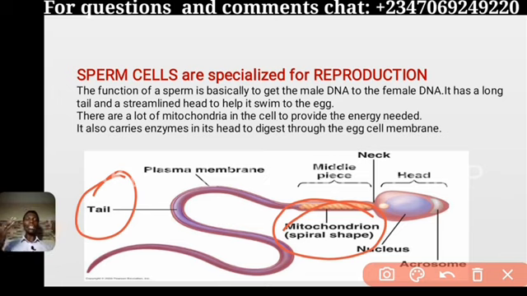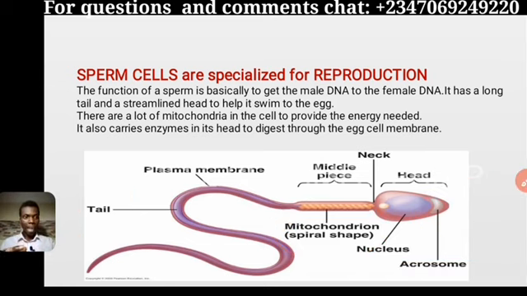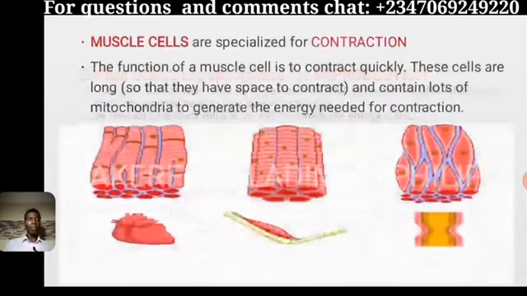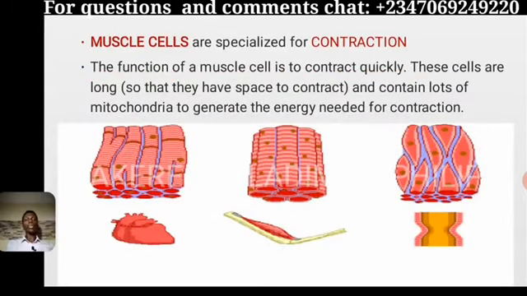Then when it gets to the egg, the egg won't just allow the sperm to enter. It has to break the membrane. How does it do that? By this structure called the acrosome. This one here, that's the acrosome. It will digest the membrane of the egg. Then once it does that, this nucleus will move into the egg cell, to unite to become what? Zygote, basically.